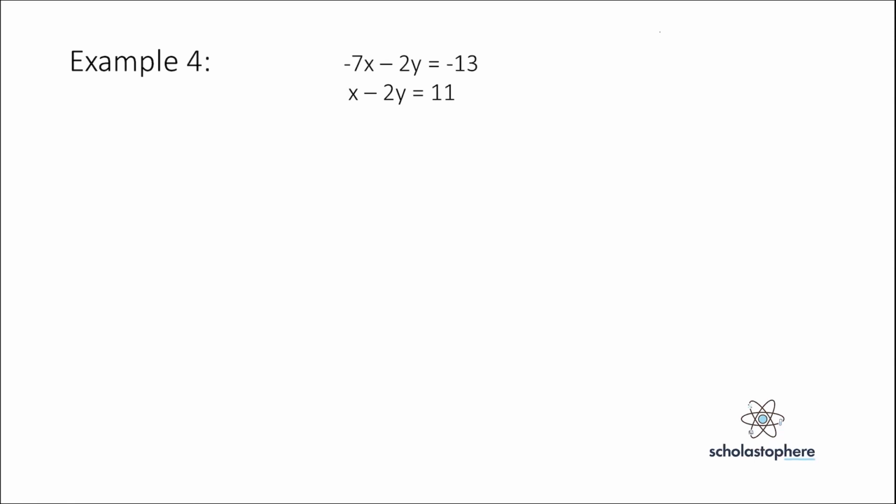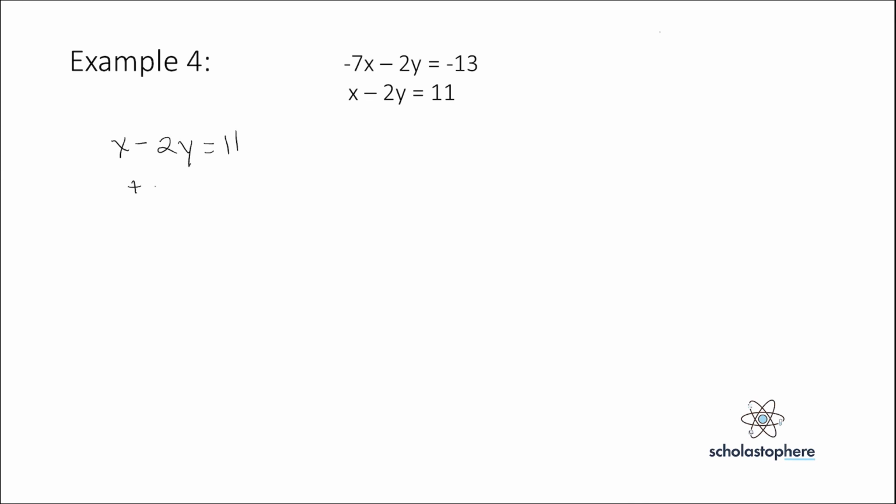Lastly, we have example 4: negative 7x minus 2y equals -13, and x minus 2y equals 11. So let's take x minus 2y equals 11 and solve for x. It doesn't matter which variable you decide to solve for first. We're just going to use x in this case. So in order to get x by itself, we have to add 2y to both sides of the equal sign. So x is going to be equal to 2y plus 11.